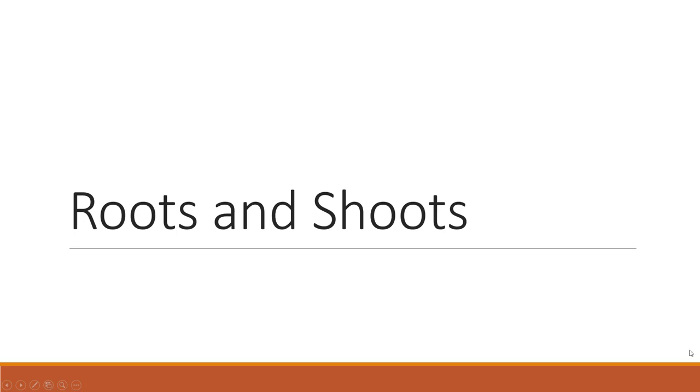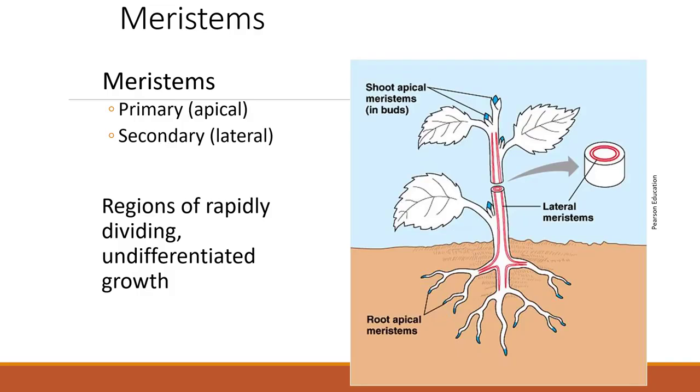Okay, this week we're talking about roots and shoots. And something you find in both roots and shoots are meristems. Meristems are the areas of rapidly dividing, undifferentiated growth. The primary meristems are apical, which will be at the tips, either at the roots or the stems. And secondary, which are lateral, and that's when a plant increases in girth. And that's going to be found on woody plant material.